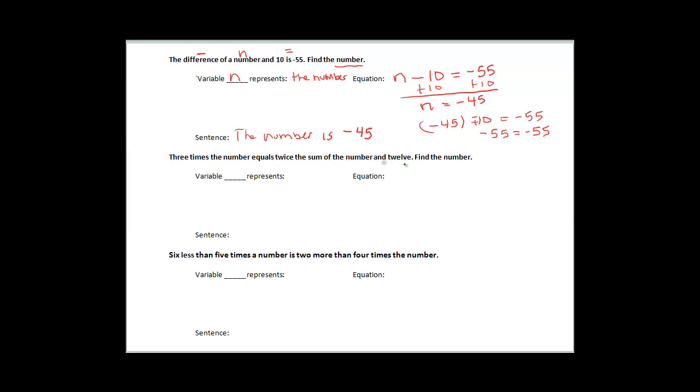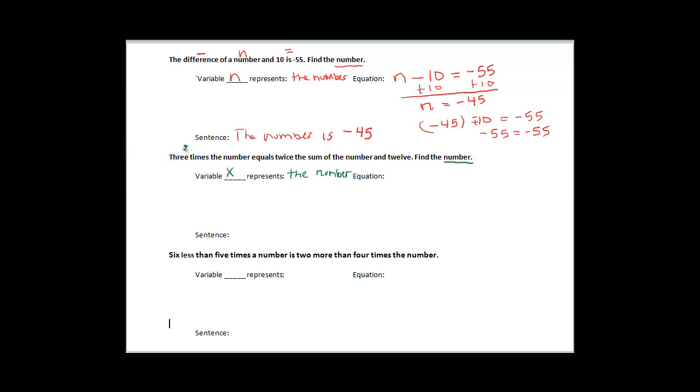3 times the number equals twice the sum of the number and 12. Alright, we have a number. It says find the number, so that again is going to be our variable. This time I'm going to let it be x, just because you can use any variable you want to. So I'm going to change it up. So this is our number.